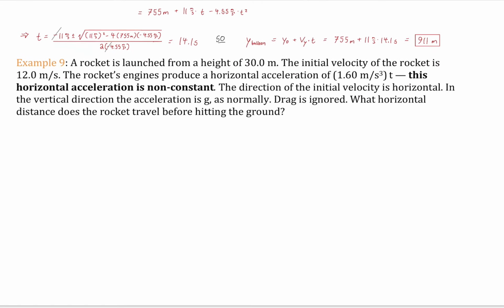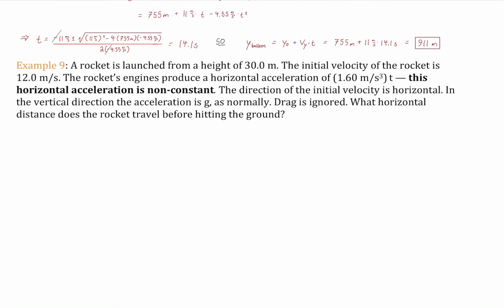Okay, all right, let's do the last example. A rocket is launched from a height of 30 meters. The initial velocity of the rocket is 12 meters per second, okay? The rocket's engines produce a horizontal acceleration of 1.6 meters per second cubed times t. So here we have a linear acceleration. Okay, I point out it's non-constant. The direction of the initial velocity is horizontal, so this 12 meters per second is entirely in the x direction. In the vertical direction, the acceleration is just g as normally. Drag is ignored. What horizontal distance does the rocket travel before hitting the ground?